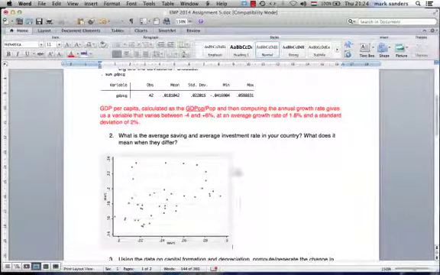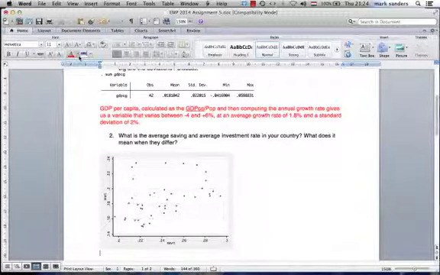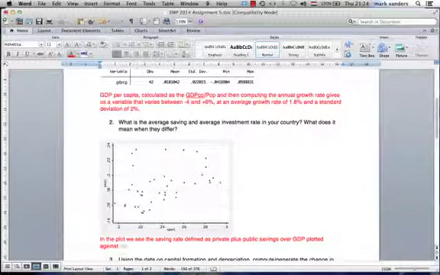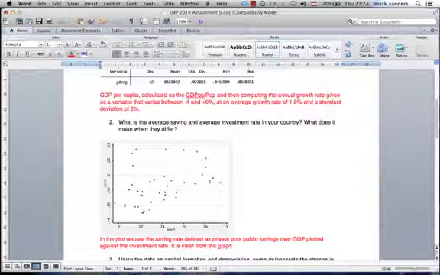Yeah. So then, of course, this does not tell your tutor what you've done, so you have to tell your tutor what you've done. In the plot, we see the saving rate defined as private plus public savings over GDP plotted against the investment rate. It is clear from the graph that the two are not equal.